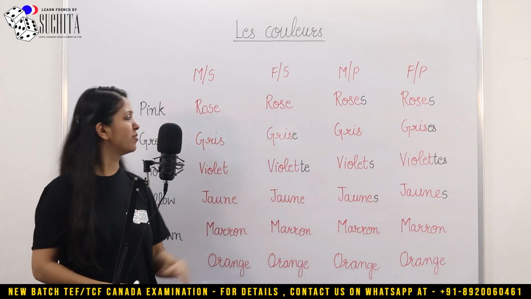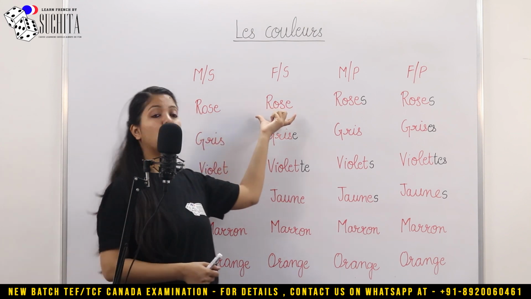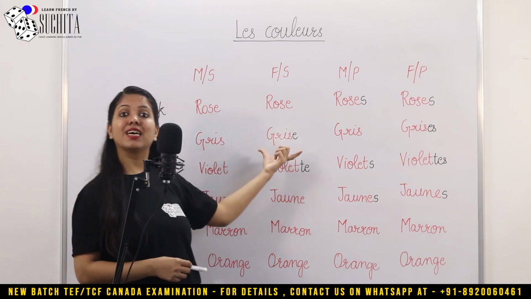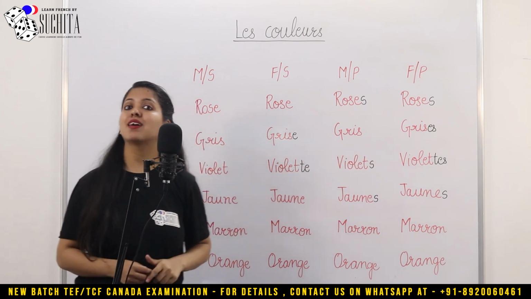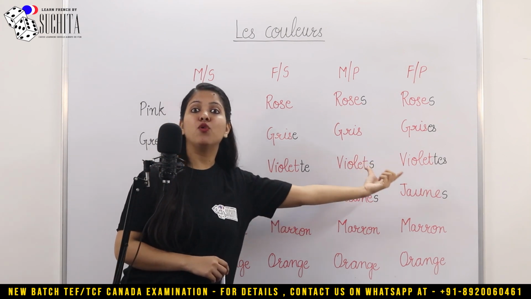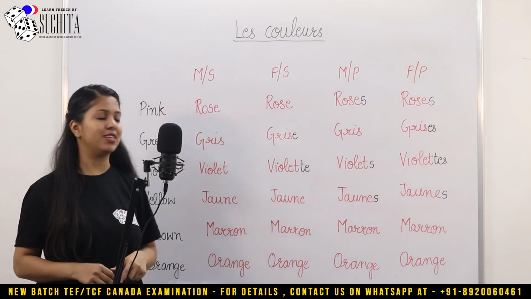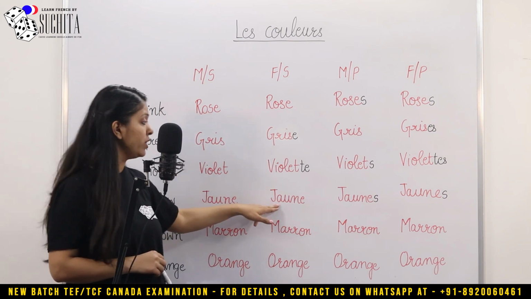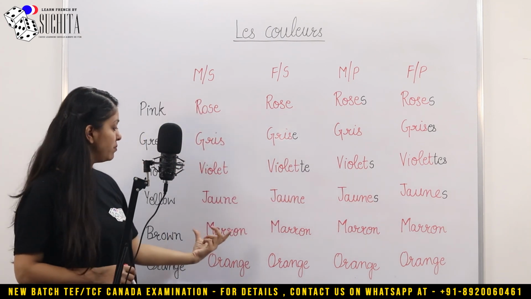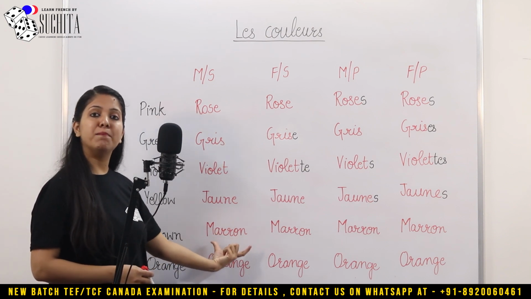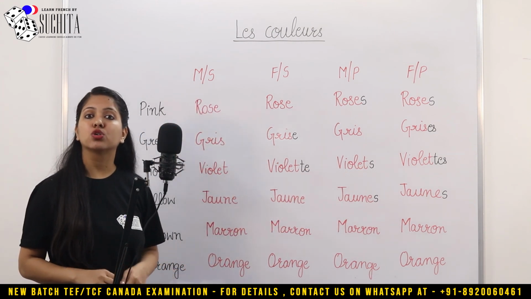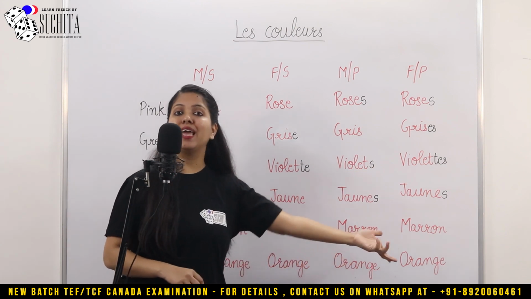Allez, on va faire une petite révision. Répétez après moi. Rose, rose, rose et rose. That's the color pink. Allez, gris, grise, gris et grise. That's the color gray. Violet, violette, violet, violette. That's the color purple, or I can say that's the color violet. Okay. Jaune, jaune, jaune et jaune. That's the color yellow. And two colors which remain the same in all the four forms, that's marron and orange. So you say marron, marron, marron et marron. That's the color brown. And then you have orange, orange, orange et orange.